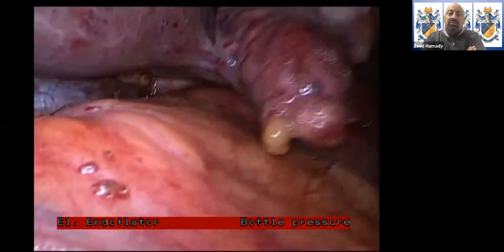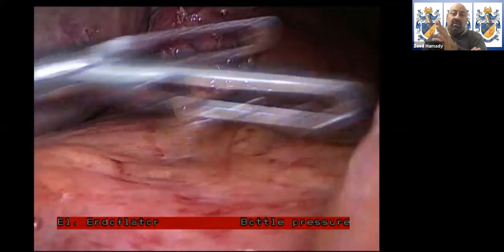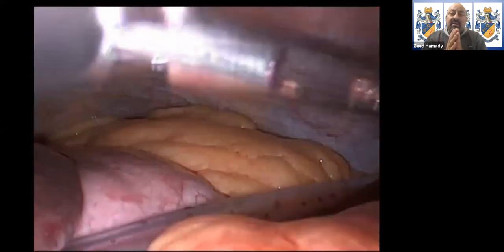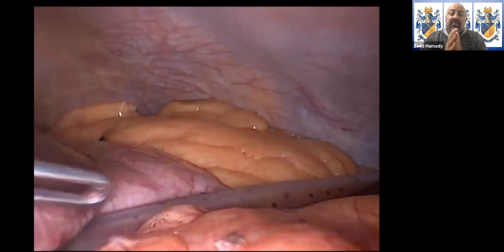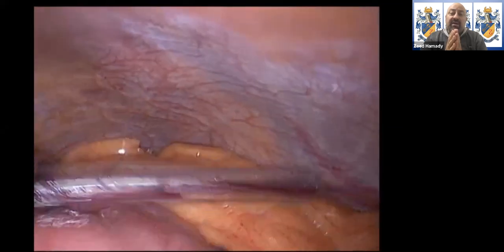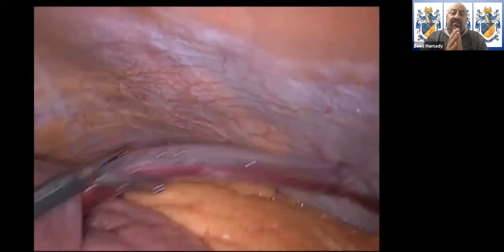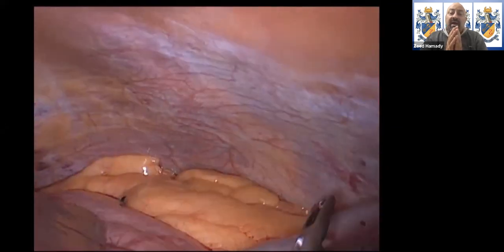So when I want to relieve the Pringles, I call it close the book. So basically close the transection line and relieve the Pringles. You can see now I'm relieving the Pringles, so that gives a breather to the liver and gives the anesthetist time to count for me how long I'm off Pringles.